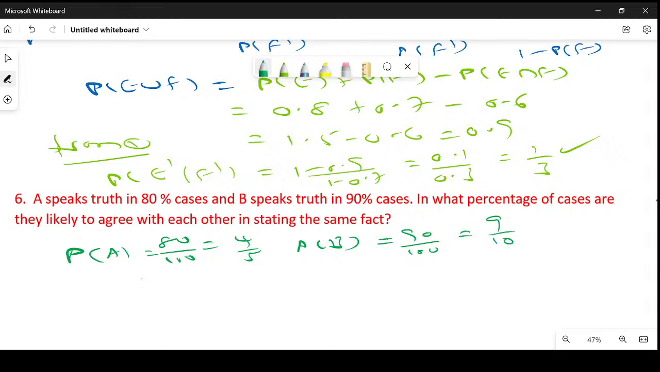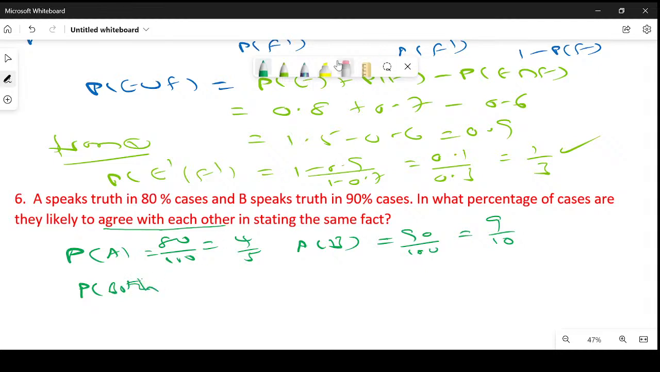In what percentage of the cases are they likely to agree with each other in stating the same fact? They should agree. That means both should agree. So they're asking the probability that both agree. Either they may be speaking truth or they may be telling lie. Both should agree.